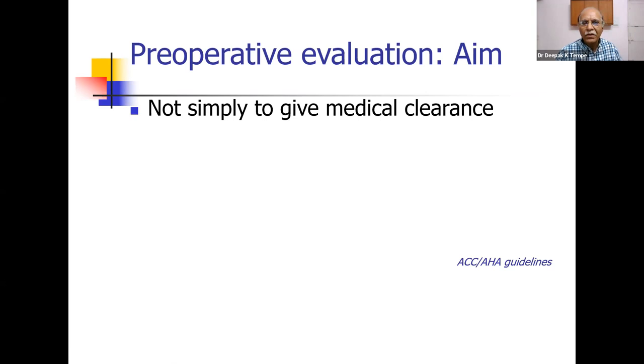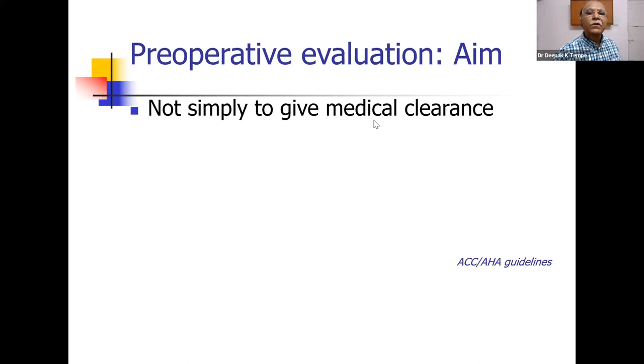Many times we used to do it very frequently earlier, but nowadays we are not doing it that frequently. We referred the patient to the cardiologist, and the cardiologist would write that the patient is fit to undergo anesthesia. Now, it is never the job of a cardiologist to say whether the patient is fit or unfit for surgery. If there is any medico-legal issue, the court is never going to pardon you, because if you cite this particular sentence from the cardiologist, it is going to blame you for having done something wrong for this patient. So it is not simply to give medical clearance.